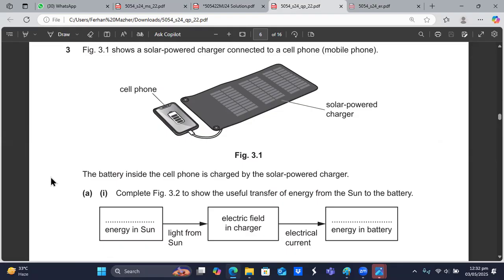So energy in the sun, that is, then he says light from the sun. This is happening due to the fusion in the sun, and that is called the nuclear energy. The energy in the sun is due to the fusion, and that is called nuclear energy. And then light from the sun is electric field in the charger, electrical. And then we have to write energy in the battery. Energy in the battery is the chemical potential energy. The energy which is stored in the battery, that is chemical potential energy.